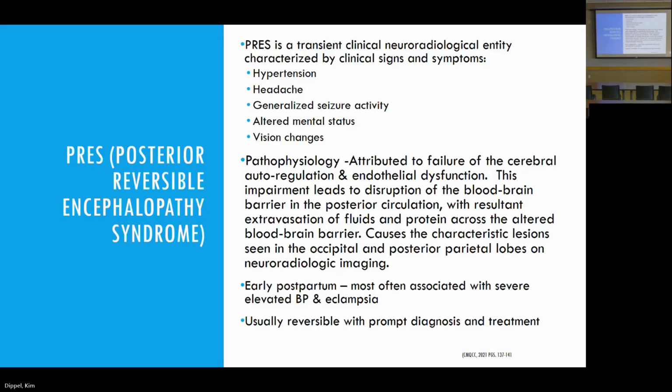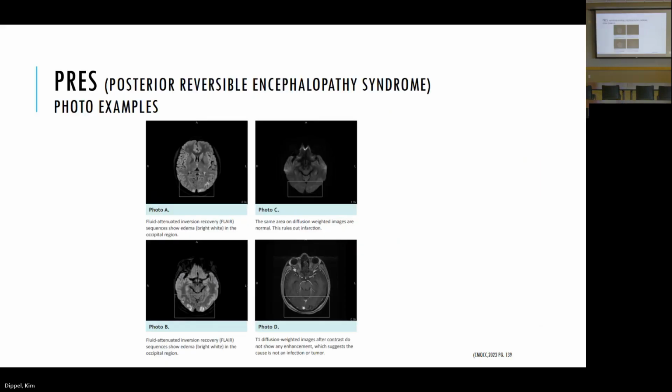So this impairment leads to the disruption of the blood-brain barrier in that posterior circulation. And what happens is that extravasation of fluids and protein goes across the blood-brain barrier, and it causes lesions in both the occipital and posterior lobes when you see it on imaging. Early postpartum, most associated with severe elevated blood pressure and seizures, but it's usually reversible with prompt diagnosis and treatment, but you have to catch it.